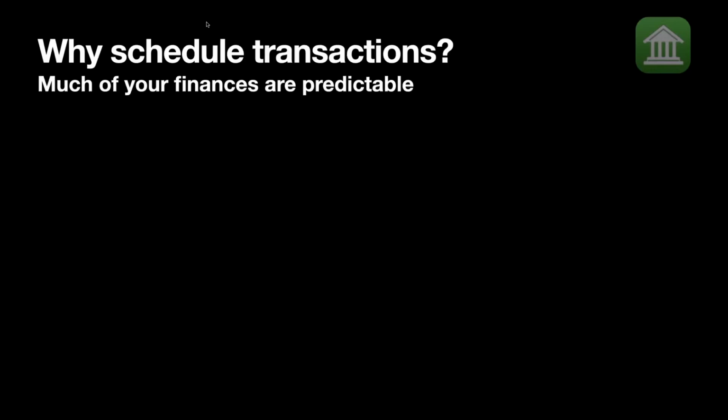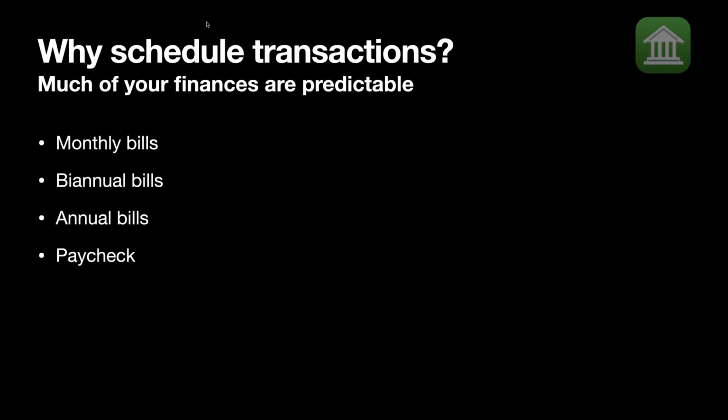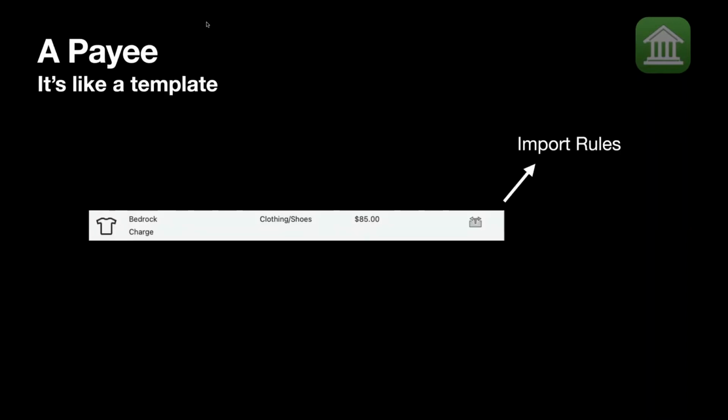All right, moving on to scheduled transactions. So first, why are there scheduled transactions? It's really because a lot of your finances are fairly predictable. You have monthly bills. You might have some bills that are due every 6 months. Maybe you have a bill that's due every year, or maybe several bills that are due once a year. You probably get paid on a regular schedule. And so there's a lot of things that happen with your finances that are quite predictable. And that's really why we use scheduled transactions.